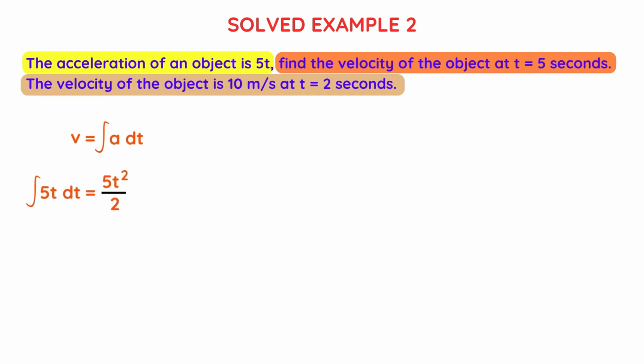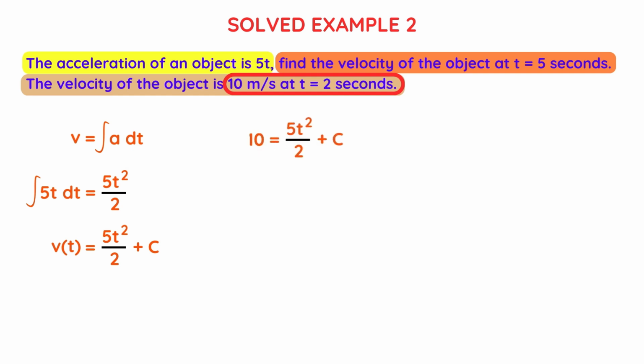Now, integration of 5t will give us 5t squared over 2, so the velocity as a function of time is 5t squared over 2, and we will add c to that. Now, to find the value of c, we will use the given condition that the velocity is 10 meters per second at t is equal to 2 seconds. So substituting t is equal to 2 and v is equal to 10 into the given equation will give us 10 is equal to 5t squared over 2 plus c.